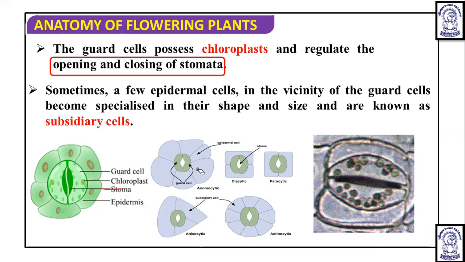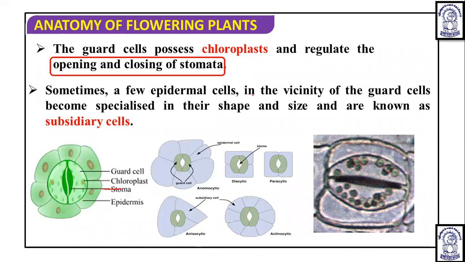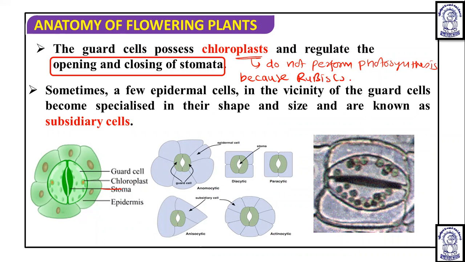Here you can see that these are the guard cells, and this is the opening and closing mechanism. There is no need to go into this much detail, but dear student, you should remember that the guard cells have chloroplasts, but they do not perform photosynthesis because the rubisco enzyme is absent in the chloroplasts of guard cells.